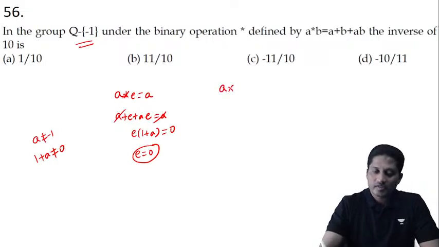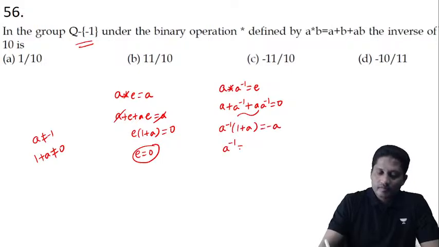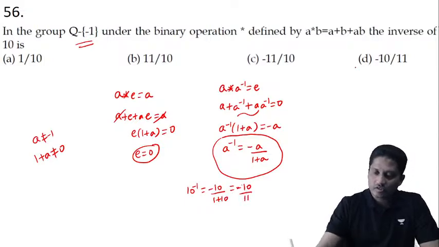Further, A star A inverse is equal to E. That is A plus A inverse plus A into A inverse is equal to 0. If you take A inverse common here, you will get A inverse times 1 plus A is equal to minus A. A inverse is equal to minus A divided by 1 plus A. This is A inverse. Now the inverse of 10 will be equal to minus 10 divided by 1 plus 10, so this is minus 10 divided by 11. The answer is option D.